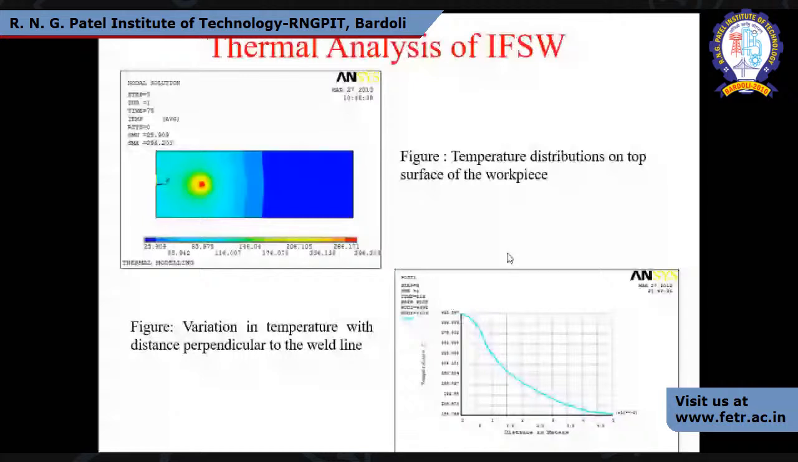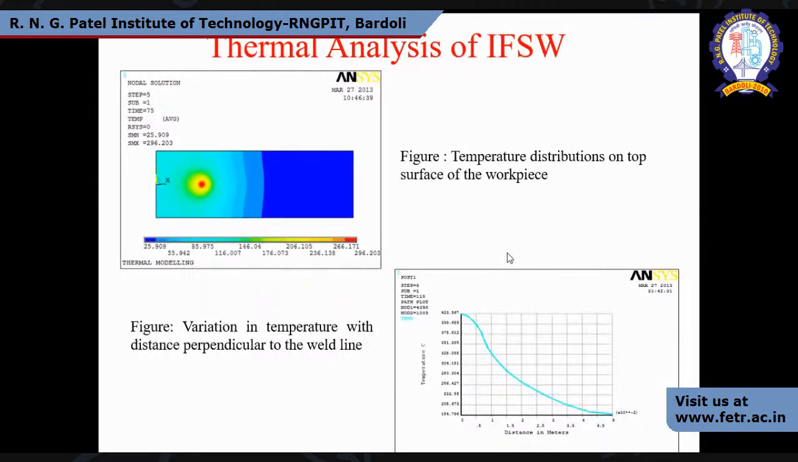Now, how can we check the thermal distribution of the top surface of the workpiece? Definitely with the use of ANSYS software, using thermal modeling, we can check how it is affected. The figure and graph indicate the weld line over a particular distance from the starting point to the ending point, and the effect of the thermal generation throughout the welding.